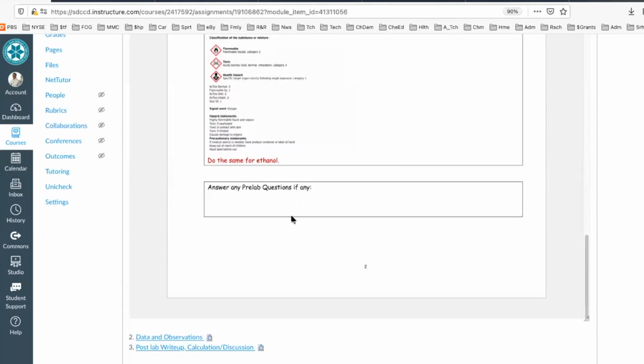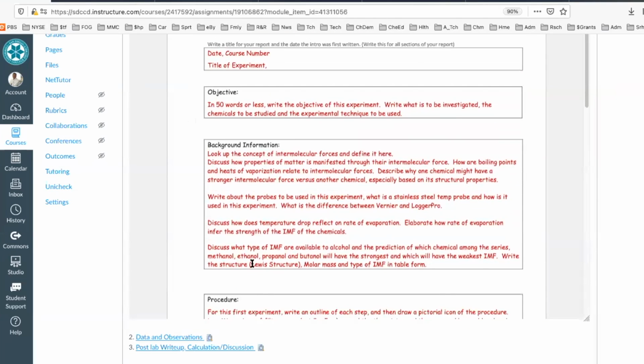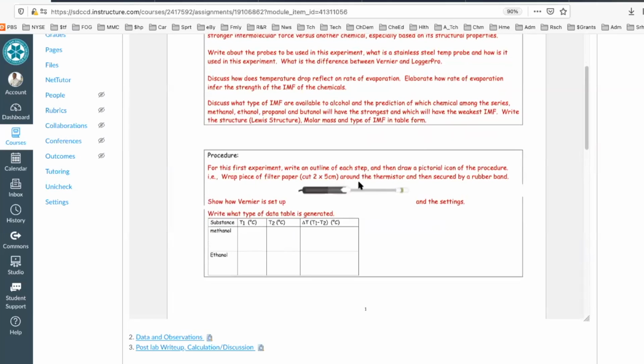And then answer any pre-lab questions. I don't think there are any pre-lab questions for this activity, but if there were, like in experiment number 1, you want to put them in the very last section. This is the format that I want. You want to write the objective, background information, the procedure in pictorial form, and the sample data table. Notice it's only a sample data table with what is going to be written in a data table. It's not the whole data table because you're going to recreate it again in your data and observations.